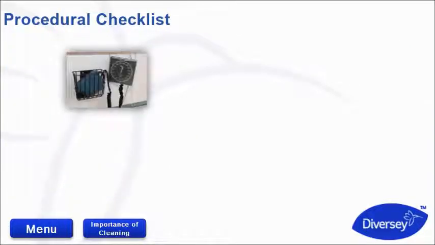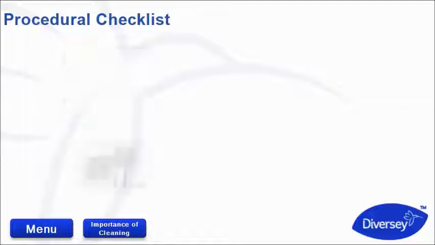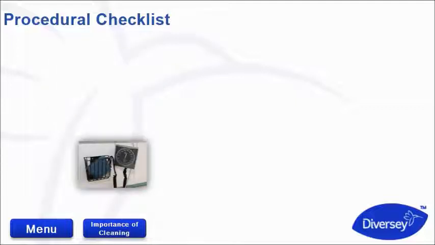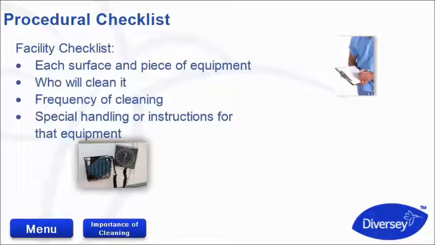There may be pieces of equipment or surfaces in patient rooms that are cleaned by other healthcare personnel. Who has responsibility for cleaning each piece of equipment or surface should be clearly defined. It is best practice to have a procedural checklist for all healthcare personnel to ensure that all equipment and surfaces are clean.